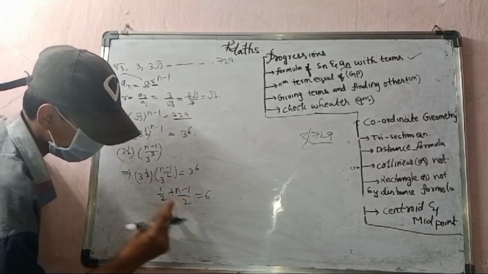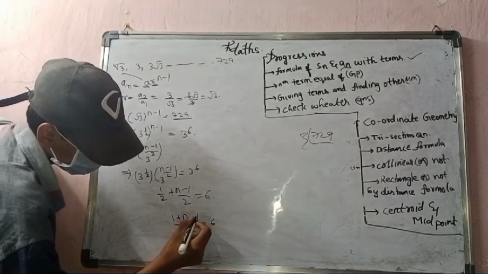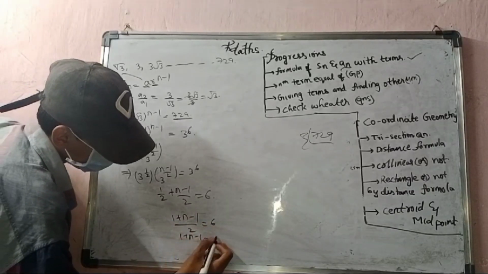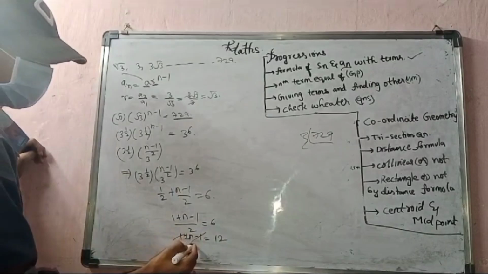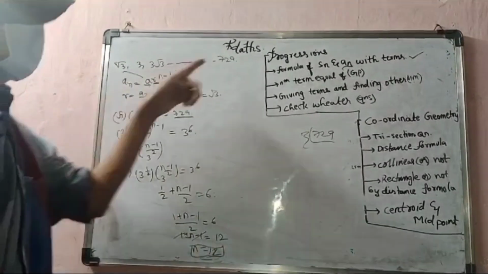Now 1 plus n minus 1 by 2 equals 6. Now 1 plus n minus 1 equals 12. Plus 1 minus 1 cancel, n equals 12. So the 12th term is 729.